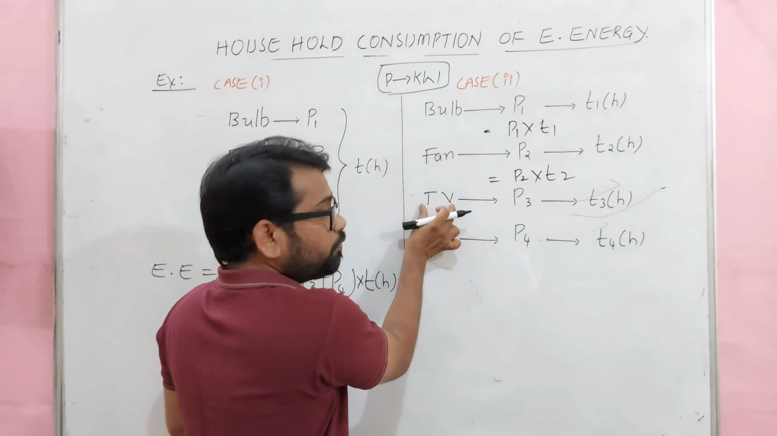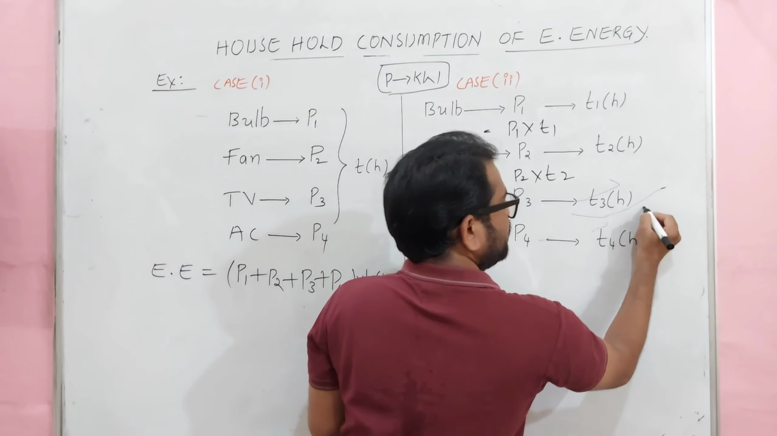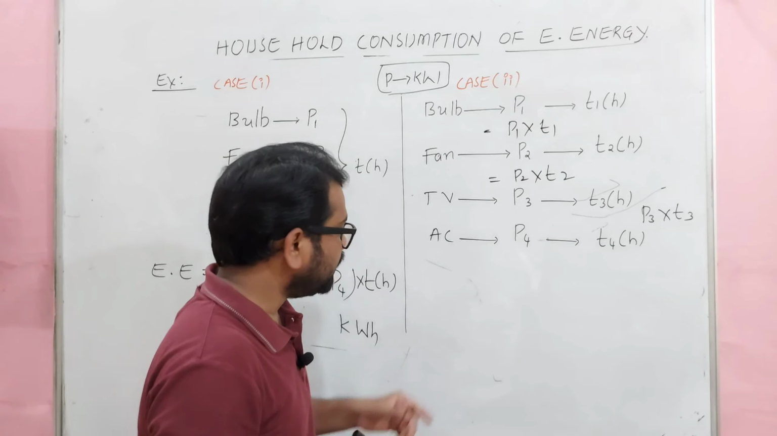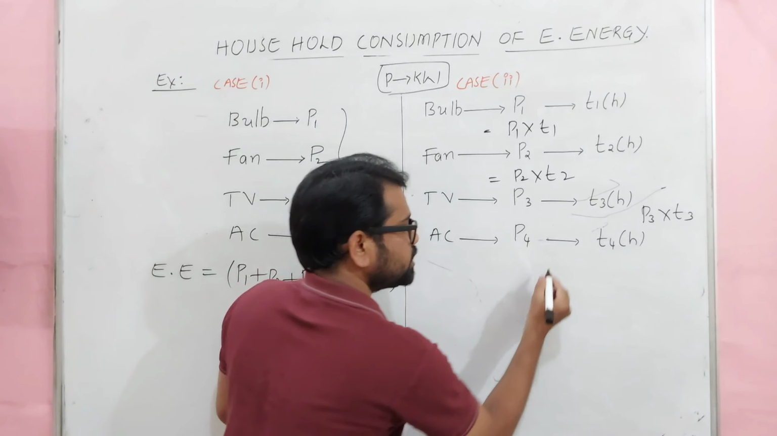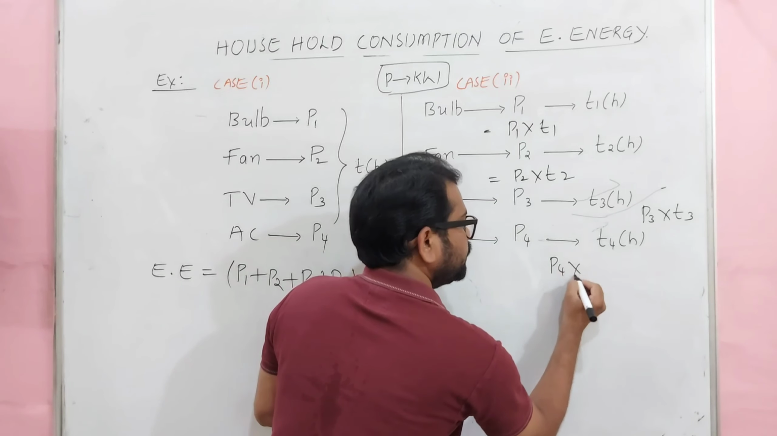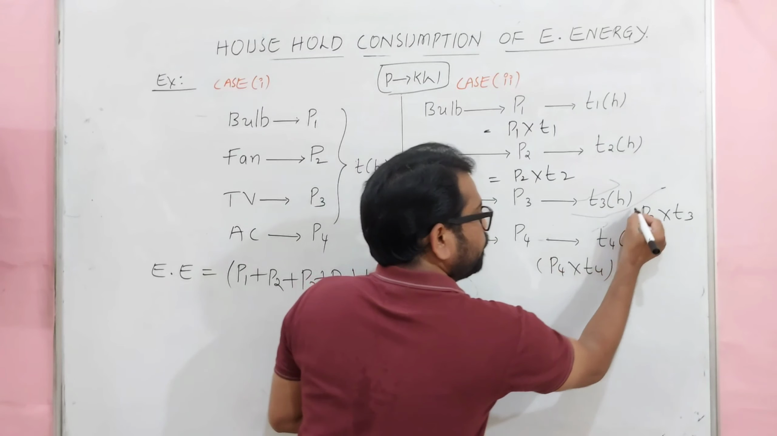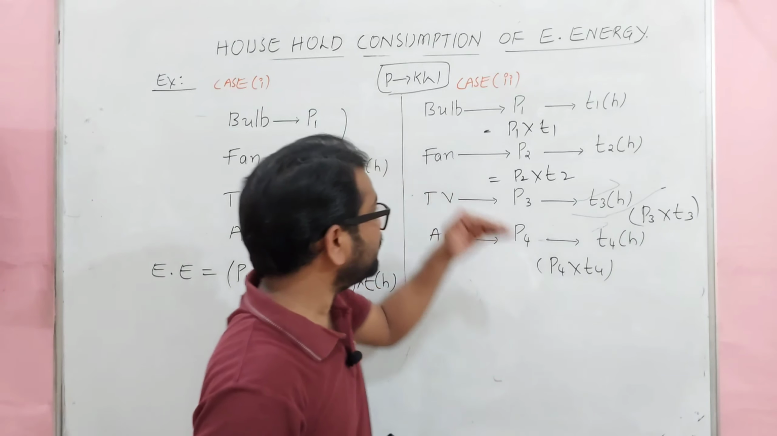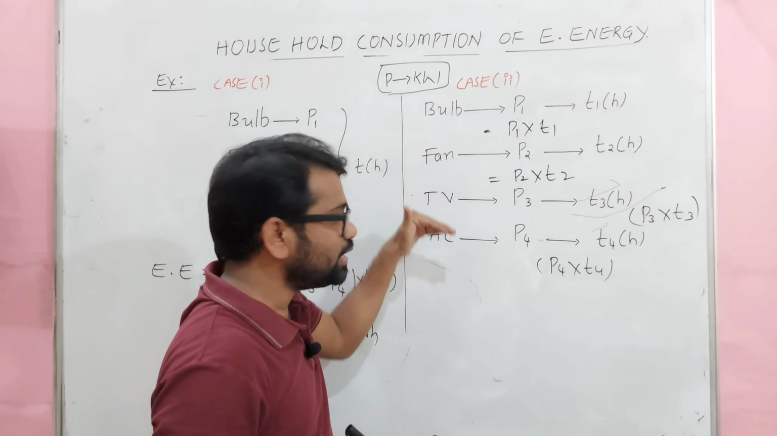And the electrical energy consumed by the TV is how much? It will be P3 into T3. And the electrical energy consumed by the AC is how much? It is P4 into T4. So now we have the electrical energy consumed individually by the bulb, fan, TV and AC.